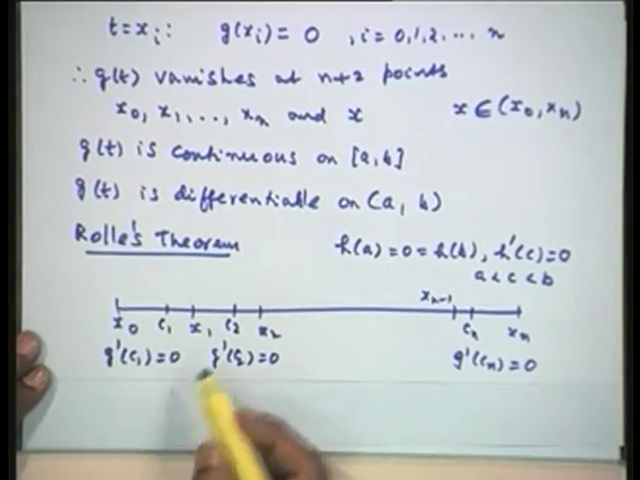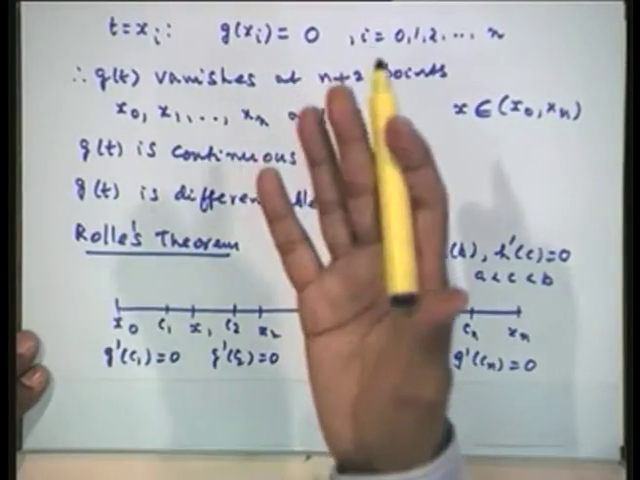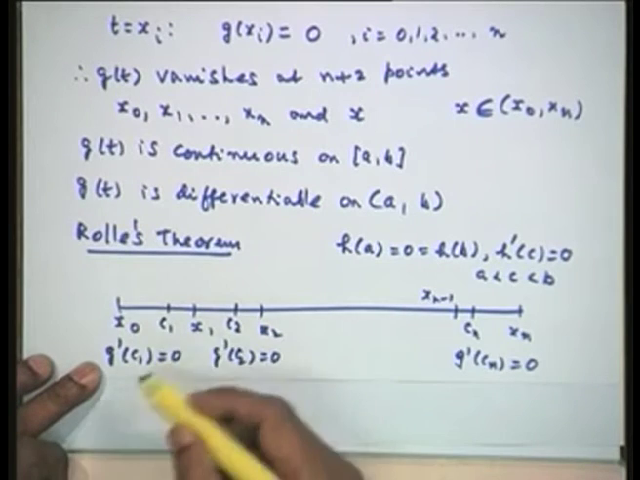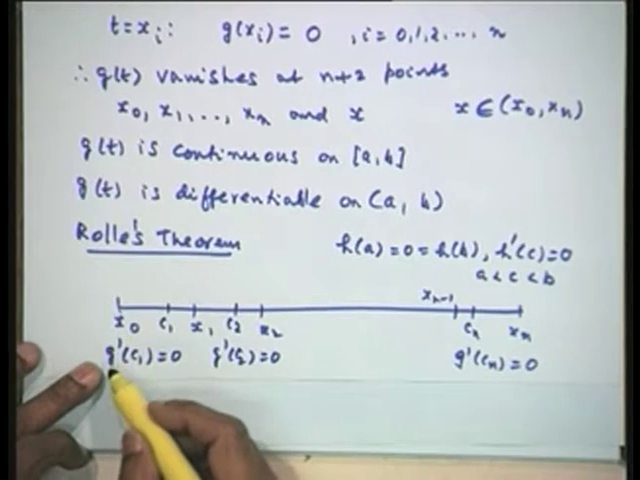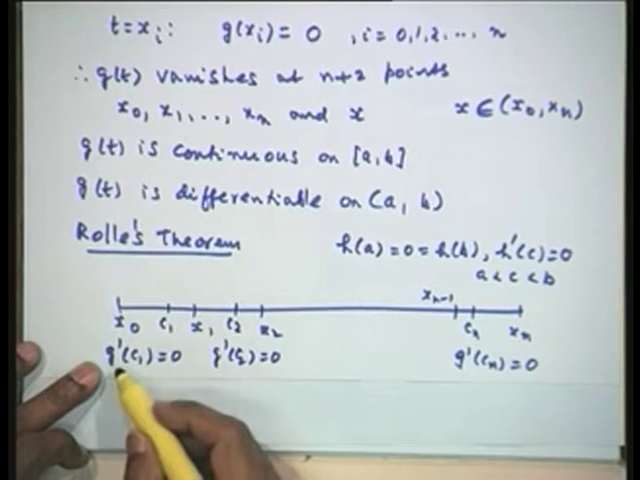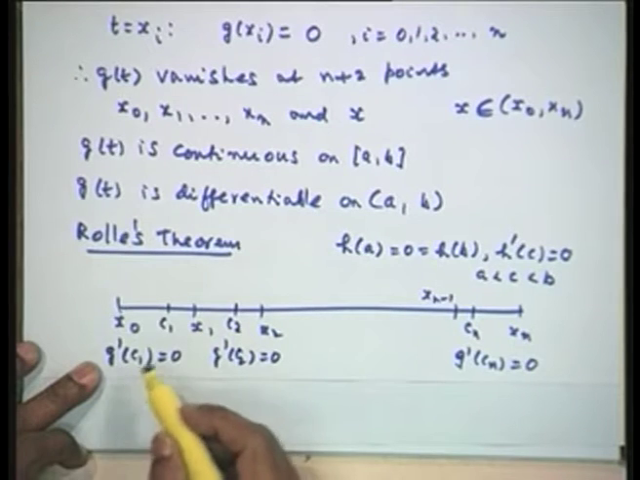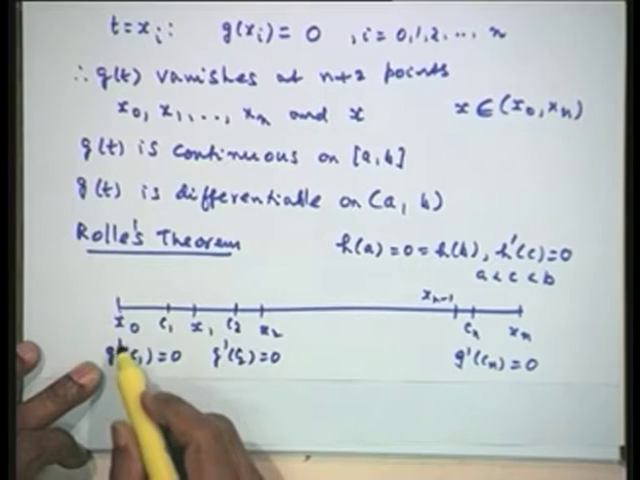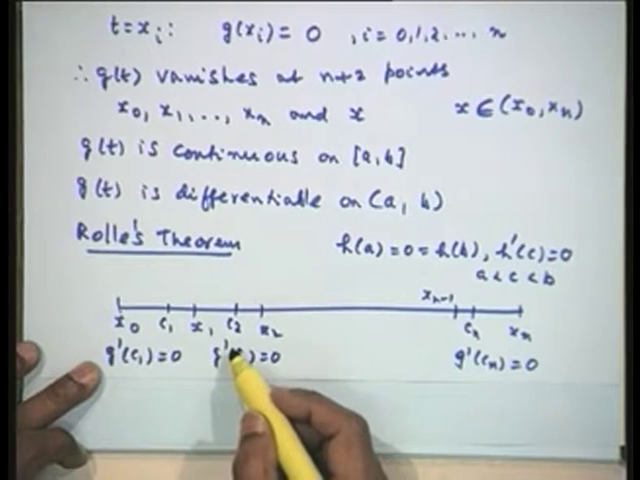Now let us imagine that g prime is some new function h(x). If I take this as a new function, now I can apply Rolle's theorem repeatedly. Now I have a function h where h(c1) is 0 and h(c2) is equal to 0, and g dash is continuous and differentiable. Therefore there exists a point between c1 and c2 such that the second derivative is equal to 0.